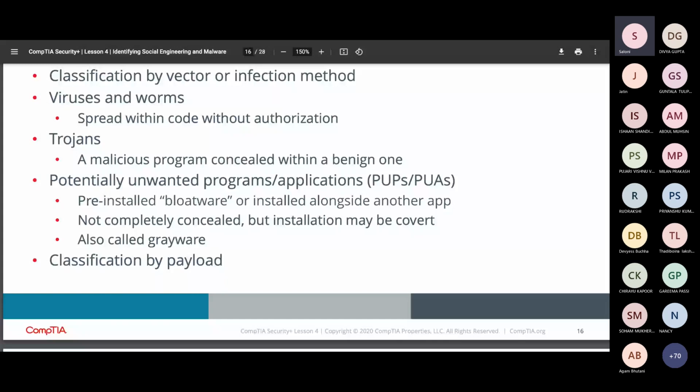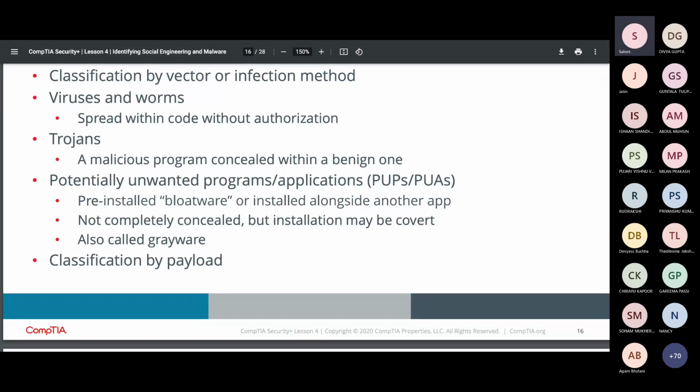यानी धुंधले से सिनेरियो में रख के यूजर को, और remote access Trojan, RAT, yeah. So where they are accessing remotely. So these are the pre-installed bloatware or installed alongside some other application. They are not completely concealed, but installation may be covered. So they are also called grayware.